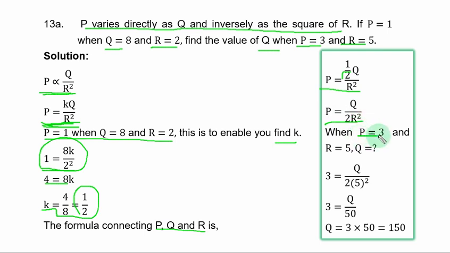When P is equal to 3, R is equal to 5, Q is unknown. You go back to the formula, you replace P and R with what they stand for here. So 5 squared is 25 times 2, you have 50. So you have 3 equal to Q over 50. To get Q, multiply through by 50, and Q becomes 3 times 50, and that is 150.